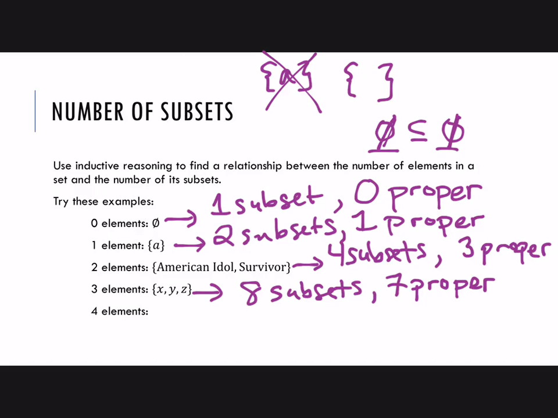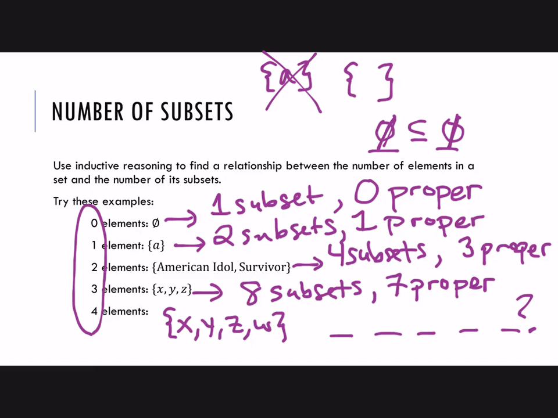You may want to try a set with 4 elements. Maybe try x, y, z, w. List out all of the different subsets. How many can you find? How many proper ones are there? And then take a guess as to what the relationship or the pattern is here. What does the number of subsets have to do with the number of elements in the set? So you're looking at these numbers and the number of subsets. Maybe pause and try this, and then we'll go over the answer.